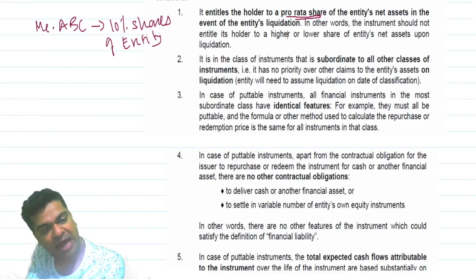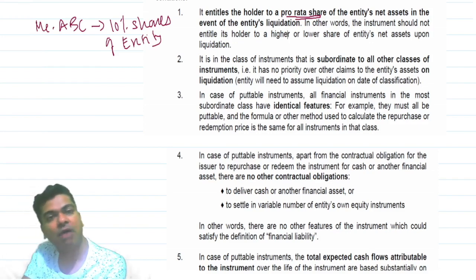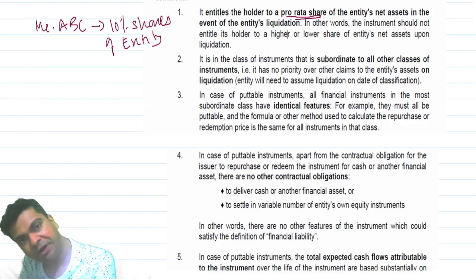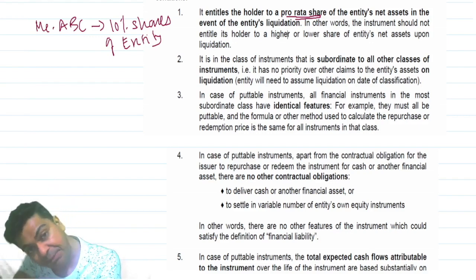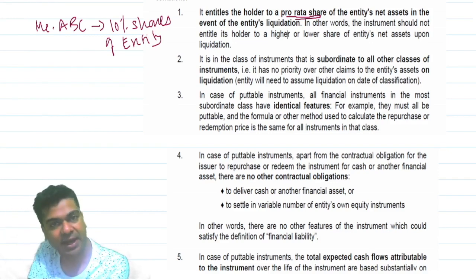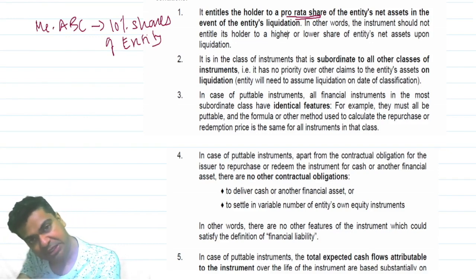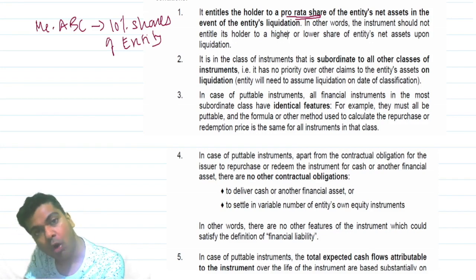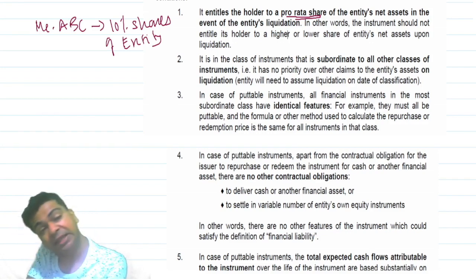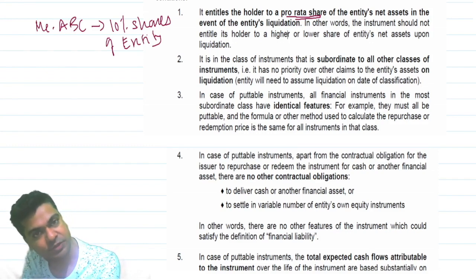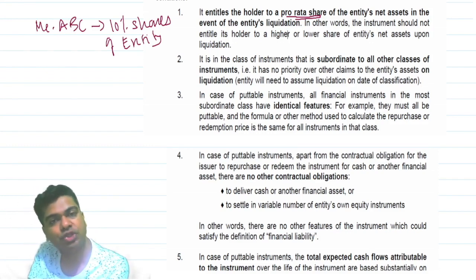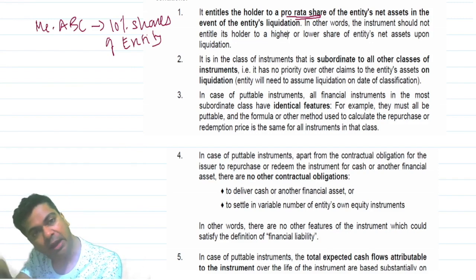For example, you are having 10% shares, but you have another contract. That contract says that although you have 10% shares, when the company goes into liquidation, you will get 15% share in the residuary net assets. Or you have 10% shares, but the contract says that, no, although you have 10% shares, at the time of liquidation, you will get only 5% share in the net assets. That means you are not eligible for your share in the net assets on a pro rata basis.